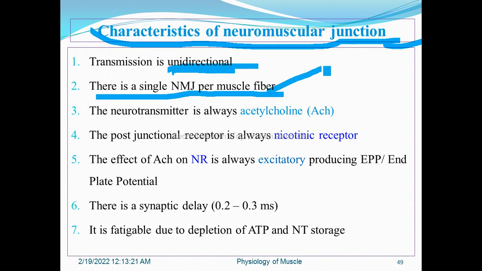Within the muscle, one muscle fiber will contain a single nerve. A muscle fiber with a nerve gives a neuromuscular junction. So a single fiber has a single neuromuscular junction with a single nerve. The neurotransmitter is always acetylcholine.